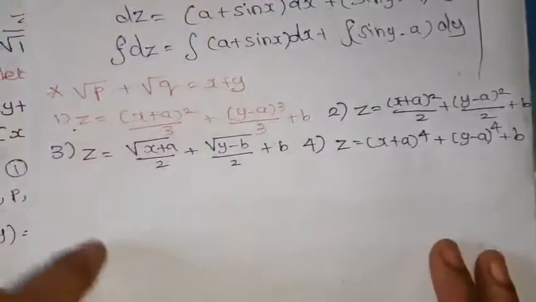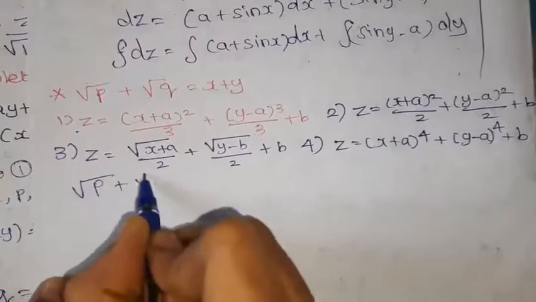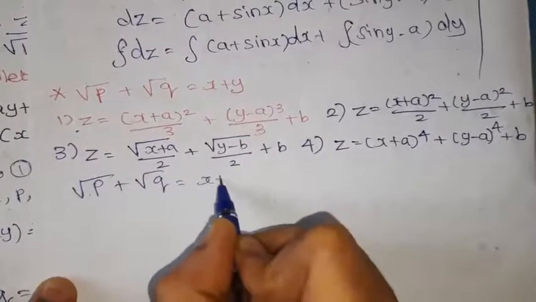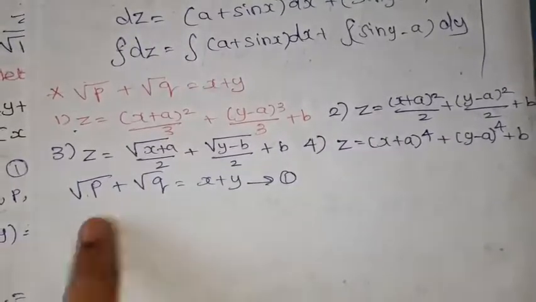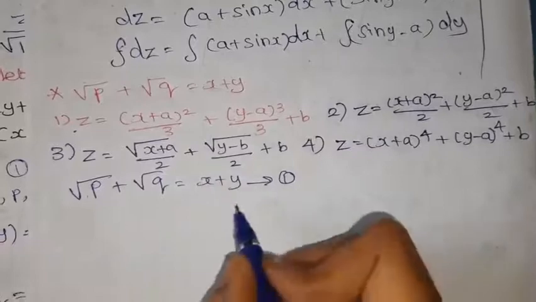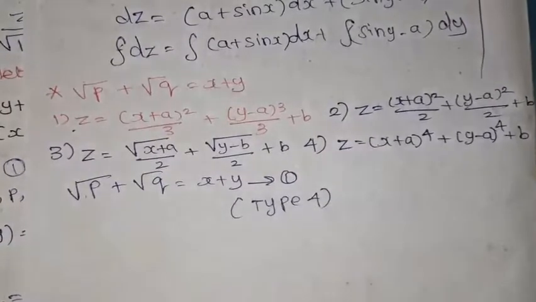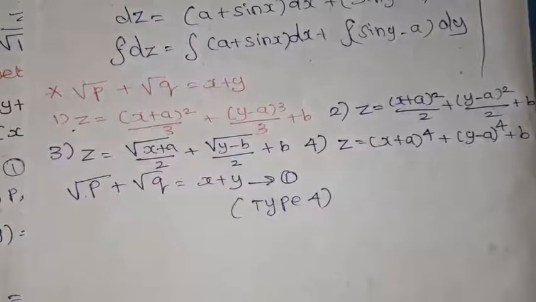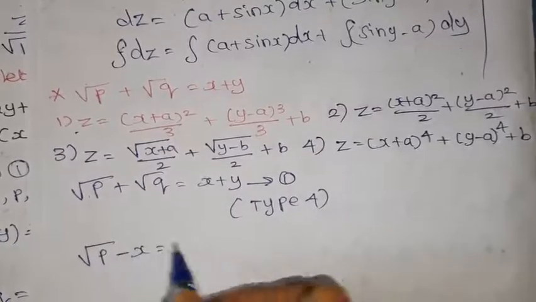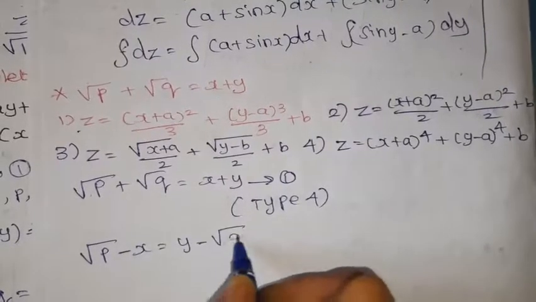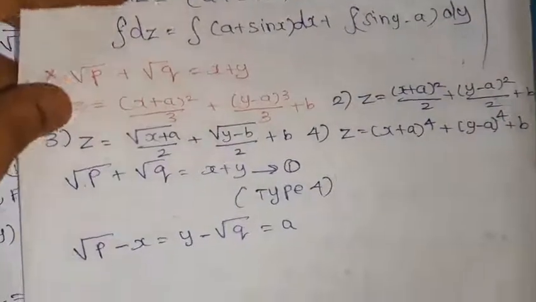Then move on to the final problem. What is given? Square root of p plus square root of q equal to x plus y. Say it is equation 1. It is a function of p, q, x, y. Which type? Type 4. So then what we need to do? Take p on one side and q on the other side. So square root of p minus x equals y minus square root of q, equate to some constant a.